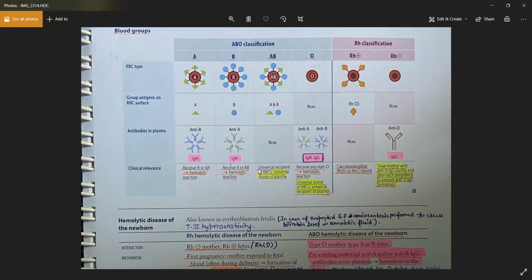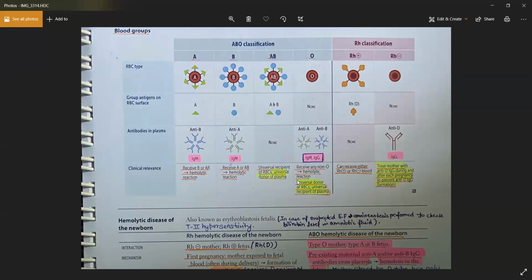Okay, and because they do not have any antibodies, they can donate their plasma to anyone, to O, to B, and to A, and that's why you call them the universal donor of the plasma. So they are universal recipient of the RBCs and a universal donor of the plasma. For the blood group O, they can donate their RBCs to anyone. Okay, so you call them the universal RBC donor.